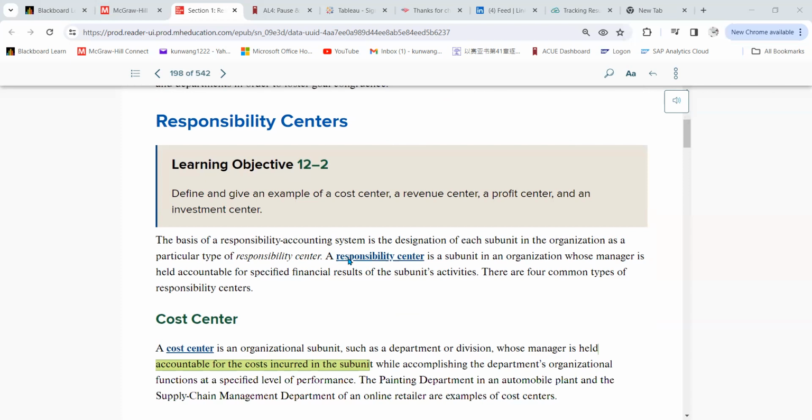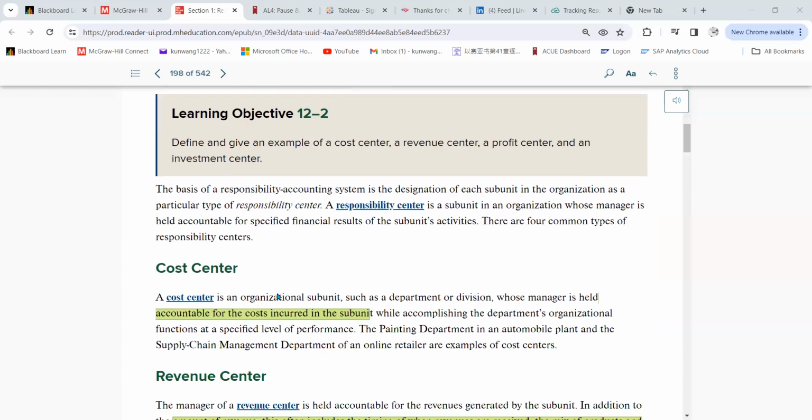So at the bottom, we have the cost center. And above that, the revenue center, profit center, and investment center.